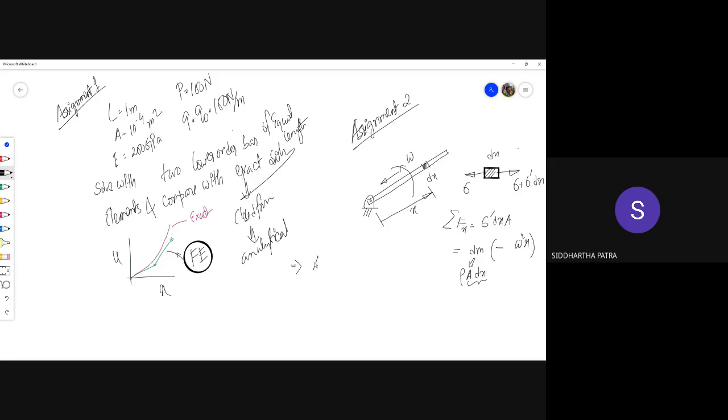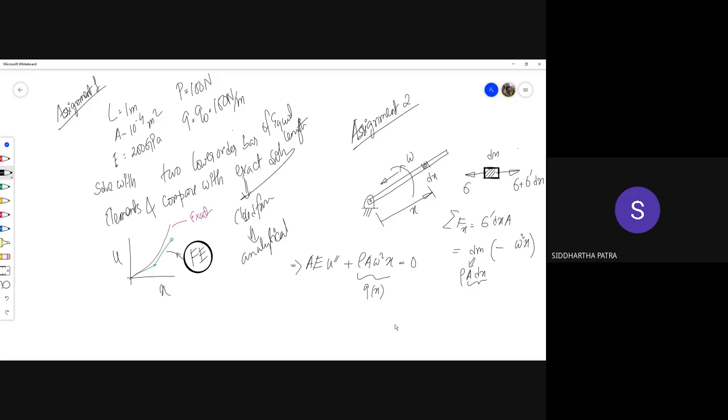Yes, I believe E U double prime, E A U double prime, plus rho A omega squared x. Rho A omega squared x, and dx will cancel out, is 0. So this whole thing becomes your q of x.